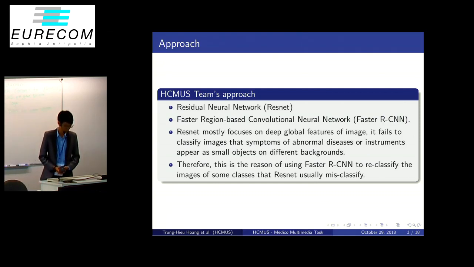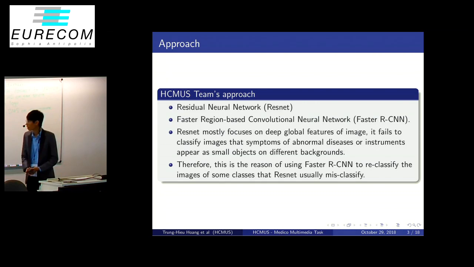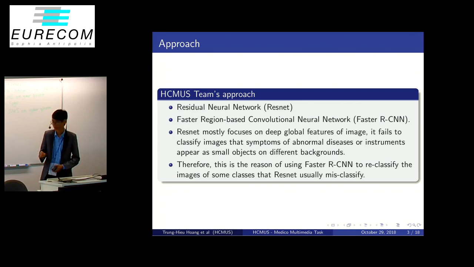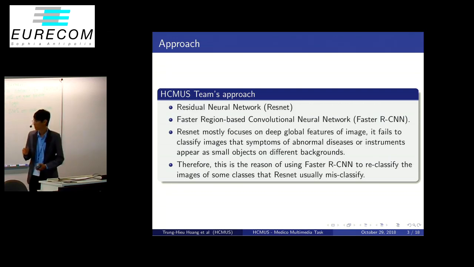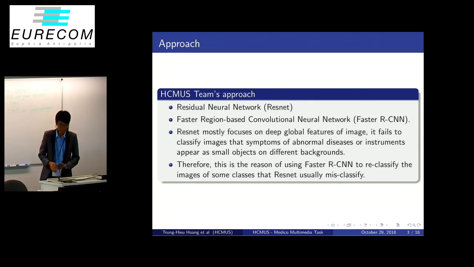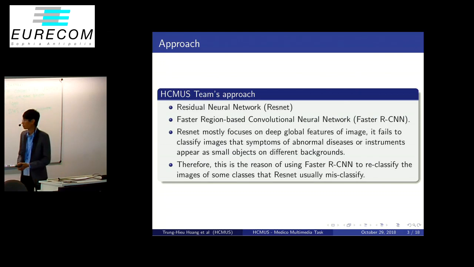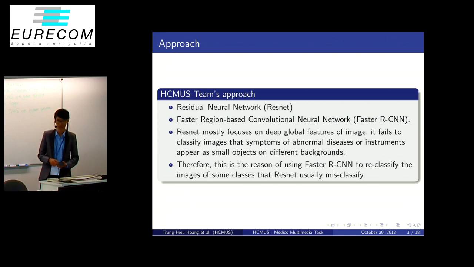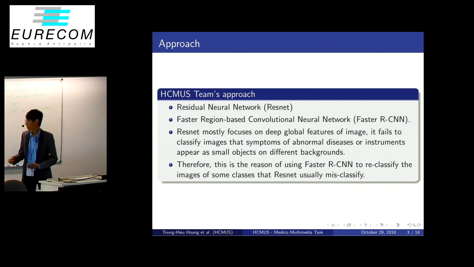However, after a few times doing experiments with the residual neural network, we found some specific classes that contain images where the symptoms of abnormal disease appear as small objects in the image, and ResNet usually fails to classify them correctly. So that's why we need the faster region-based convolutional neural network, faster RCNN, to detect these small objects and reclassify the images of those classes that the ResNet usually misclassifies.